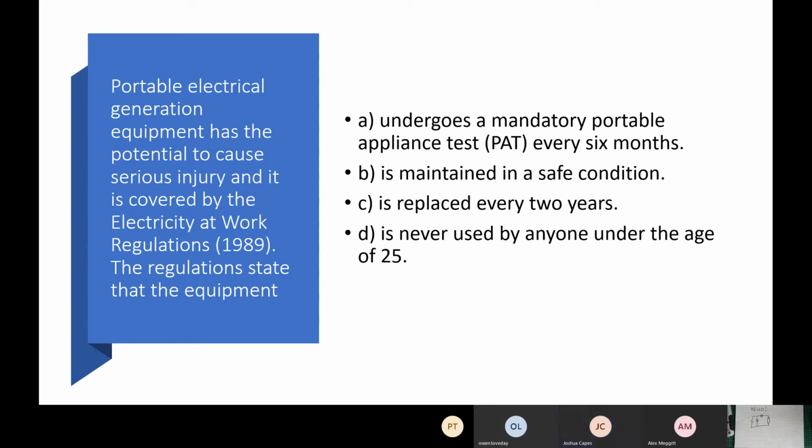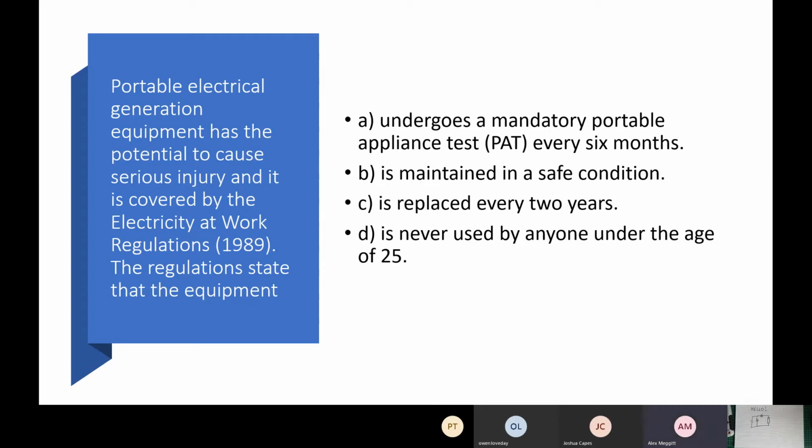What do we think then? The Electricity at Work Regulations. A, because PAT tests are legally required, are they? Different equipment, though, has different periods of time between PAT tests. So every 6 months would be a bit of a random number, wouldn't it?